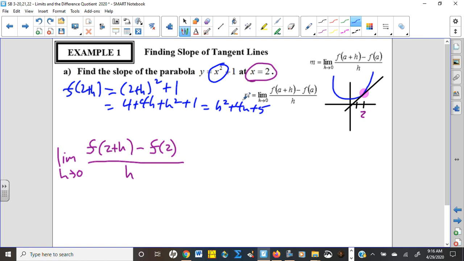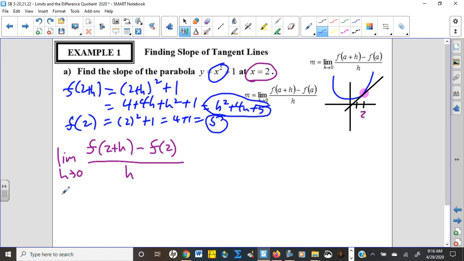So there you go. We now know what f of 2 plus h is. f of 2 is just the y value at 2. So that's going to be 2 squared plus 1, or 4 plus 1, which is equal to 5. So these are the 2 things I need to plug in. These are the only 2 things I need to make this difference quotient click. So here we go. Don't stop writing your limit. You have to have that in there. We're not done taking the limit until we've evaluated it.